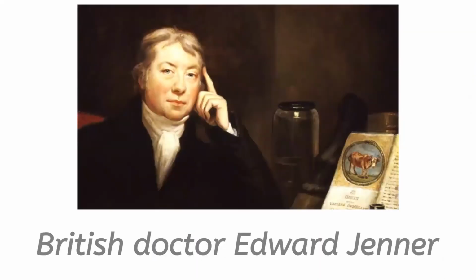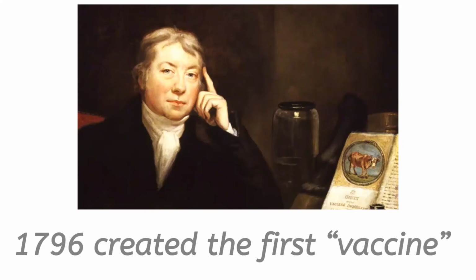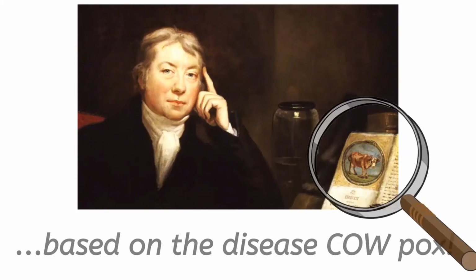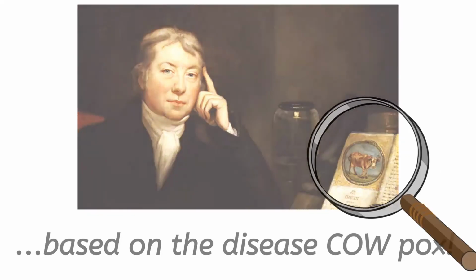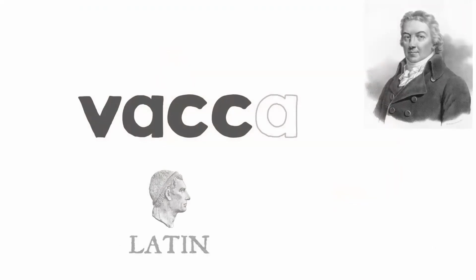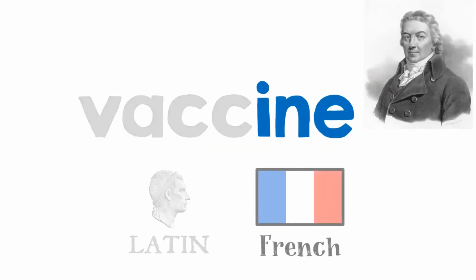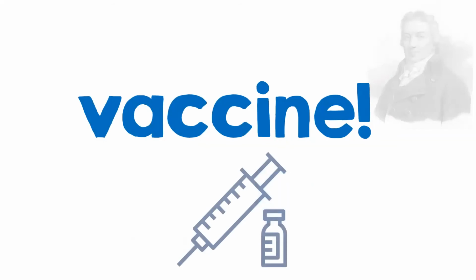All right, so a long time ago, and I don't have time to tell you the whole story. You might want to Google it. It's an interesting story. There was a British doctor, Edward Jenner, in 1796, back in George Washington days. He created the first vaccine, and it was based on the disease cowpox. All right, so in this painting, see the book with a cow on it? It's because he's famous for using cowpox to create a vaccine. And he needed a word, so he took the Latin word for cow, vacca, kept this part, and he added the French root ine, and got the word vaccine.